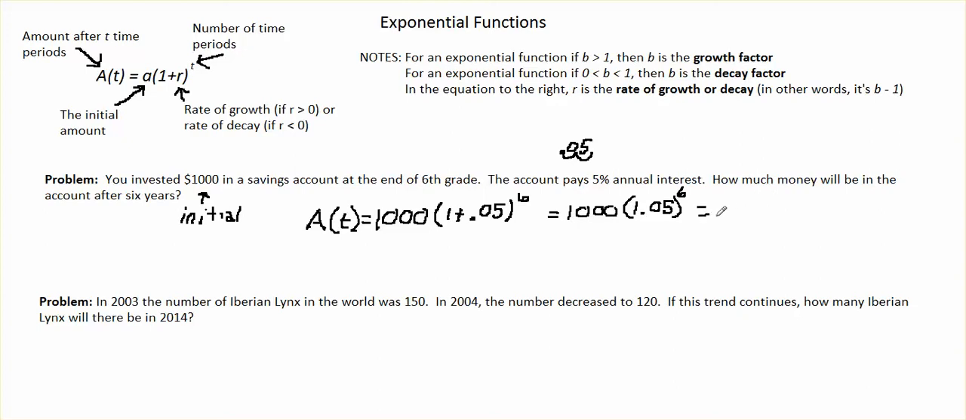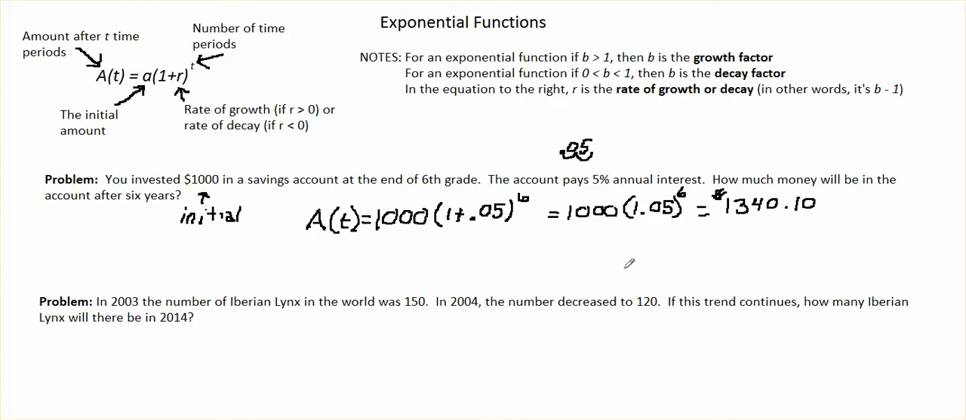This is where you guys are going to break your calculators out, because nobody's ever going to do this exponent without a calculator. So go ahead and break your calculators out and let's do the calculation. When I finish that calculation off, I get $1,340.10. And it's not an exact amount. I had to round, but that's how interest is calculated.